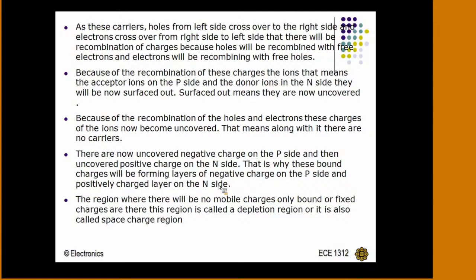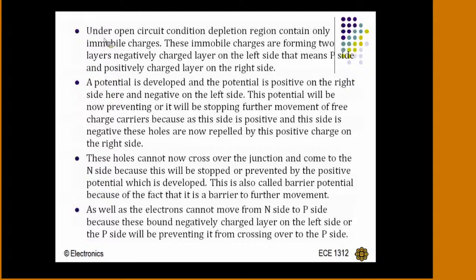There is now uncovered negative charge on the P side and uncovered positive charge on the N side. This is why they are called bound negative charge on the P side and positive charge on the N side. The region where there are no mobile charges is called the depletion region, or another name for the depletion region is the space charge region.